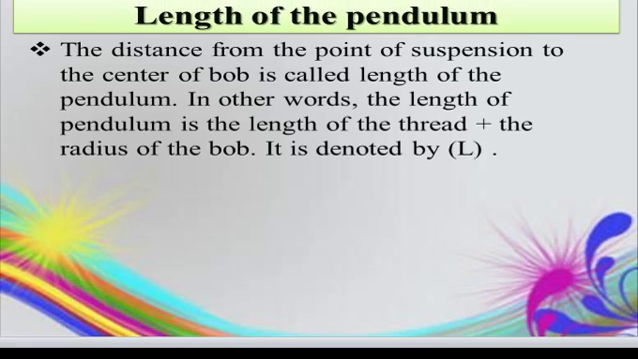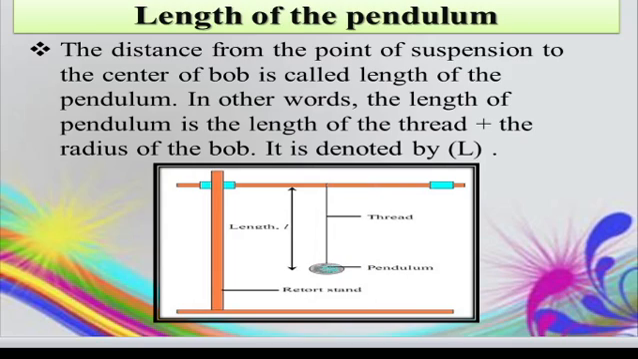Length of the pendulum. The distance from the point of suspension to the center of the bob is called the length of the pendulum. In other words, the length of the pendulum is the length of the thread plus the radius of the bob. It is denoted by L. Okay, see one of the examples. This is the thread, the rigid support. This is called the bob, a pendulum. See, the length of the thread plus the radius of the bob is denoted by the letter L.